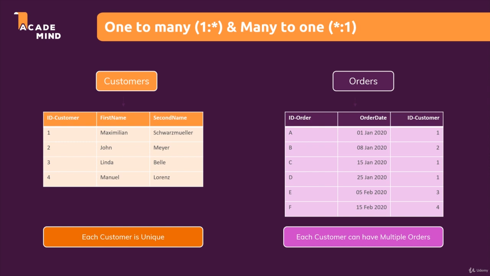So this is a one-to-many or many-to-one relationship, always depending on the table you're starting from. So if I would go from the customers to the orders table, then this would be a one-to-many relationship. From orders to customers, this would be a many-to-one relationship. So this is one relationship type, but we have two more. The next one is one-to-one.